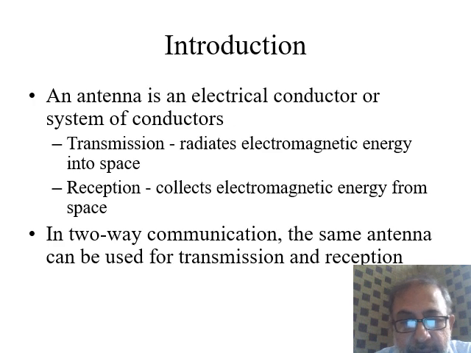For a communication that we undertake these days, this type of communication is basically two-directional communication or a full duplex communication. So we need to have a transmission as well as a reception antenna on both the sides. So what does the transmission antenna do? It radiates electromagnetic energy into space. And what does a reception antenna do? It collects the electromagnetic energy from the space. So the same antenna can be used for transmission and reception.